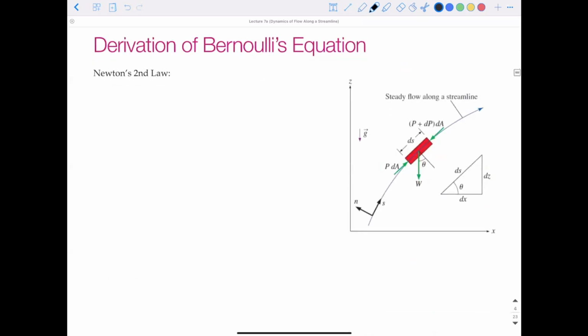So let's apply Newton's second law. Newton's second law says that the sum of the forces, and let's do the forces along the streamline, must be equal to the mass of the fluid times the acceleration of that fluid along that streamline. So let's solve for mass and acceleration first. So the mass is just equal to our density times the volume, and the volume would just be ds times dA.